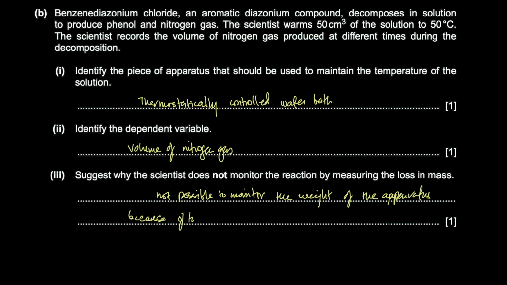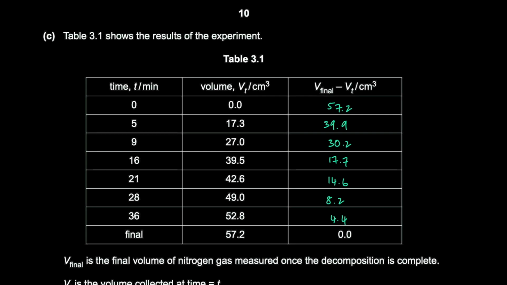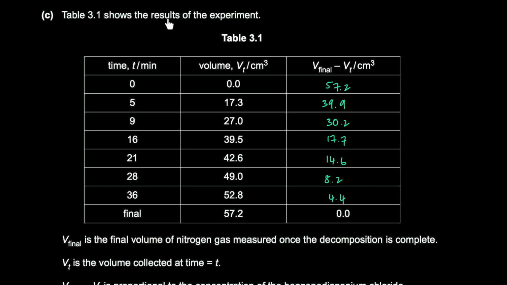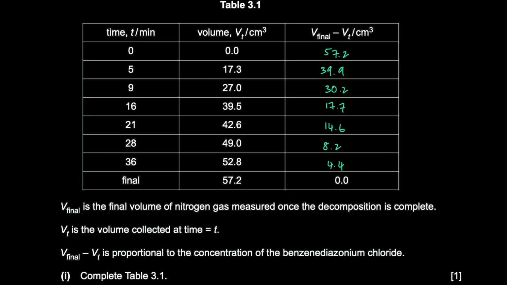Because of the use of the water bath. Table 3.1 shows the results of the experiment. V final is the final volume of nitrogen gas measured once the decomposition is complete. Vt is the volume collected at time t. V final minus Vt is proportional to the concentration of the benzene diazonium chloride.